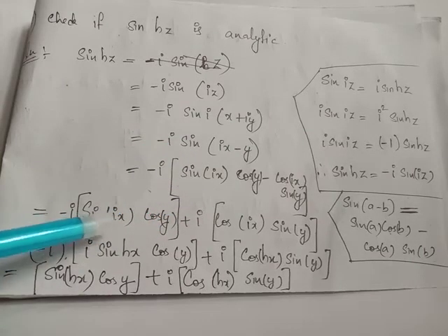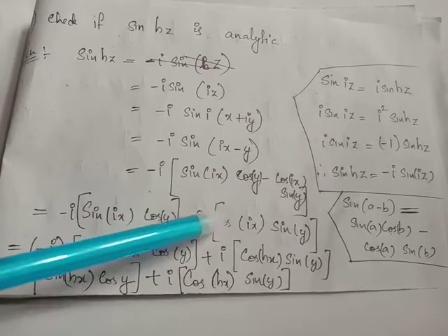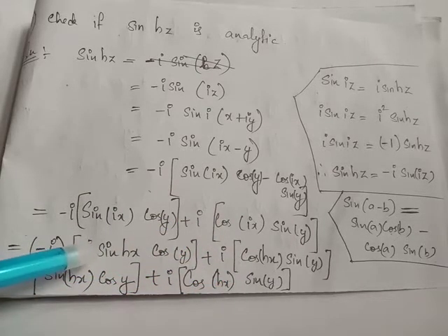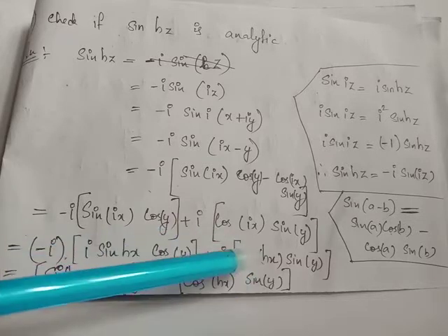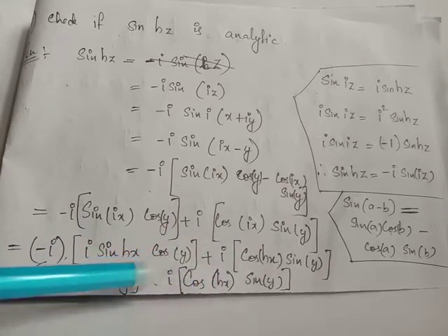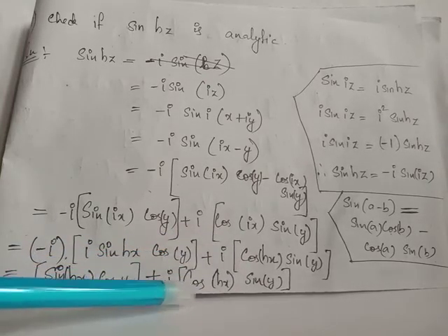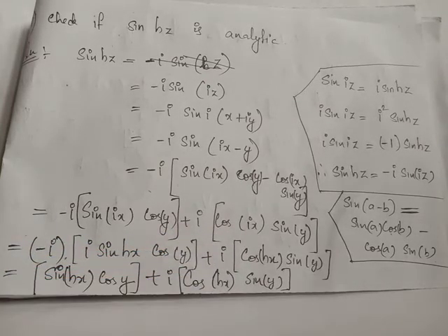We can replace sin ix by i sinh x and cos ix by cosh x. Now we have minus i multiplied by i becomes minus i square, which is positive 1. And this is the term involving i. Therefore, sinh x cos y is the real part and cosh x sin y is the imaginary part of sinh z. Since we have separated sinh z into real and imaginary parts, now we can evaluate the partial derivatives to check whether CR equations are satisfied here.